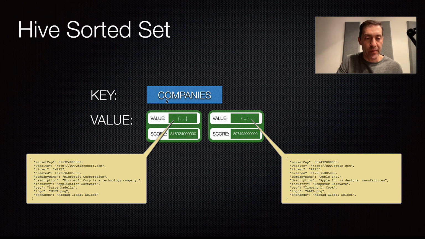The key is companies, and the value is going to be a collection of these boxes. So in here, there's going to be a score, which is the market capitalization, and the value is this JSON. Here we have an object for Microsoft, an object for Apple, and then there will be 91 of these values in that collection. So this is sort of a schematic visualization of that sorted set.